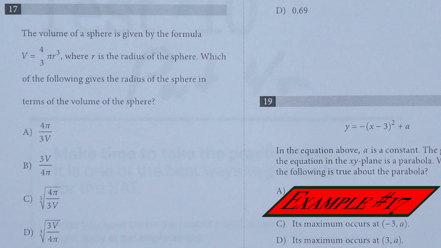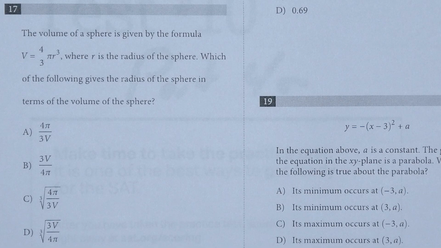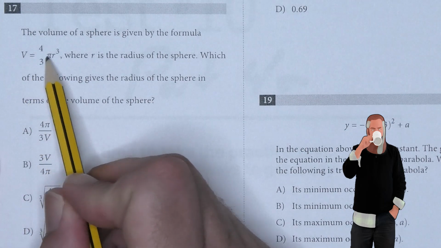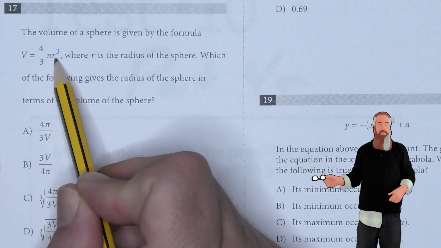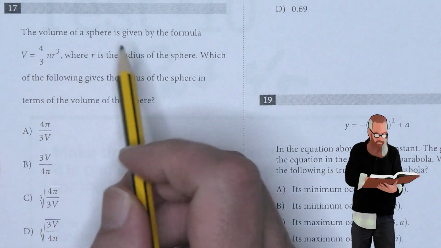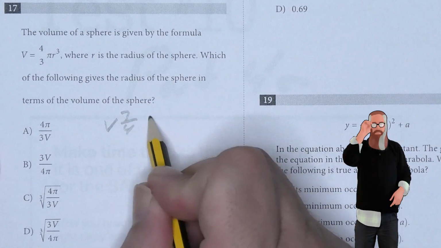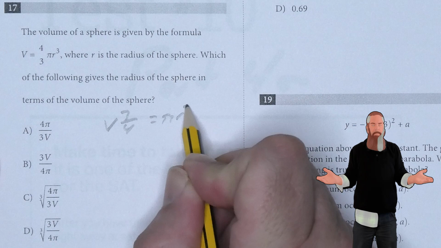The volume of the sphere is given by the formula V is equal to 4/3 pi r cubed, where r is the radius of the sphere. Which of the following gives the radius of the sphere in terms of volume of the sphere? So if I have V is equal to 4/3 pi r cubed, let's deal with this 4/3 and say V times 3/4 is equal to pi r cubed.